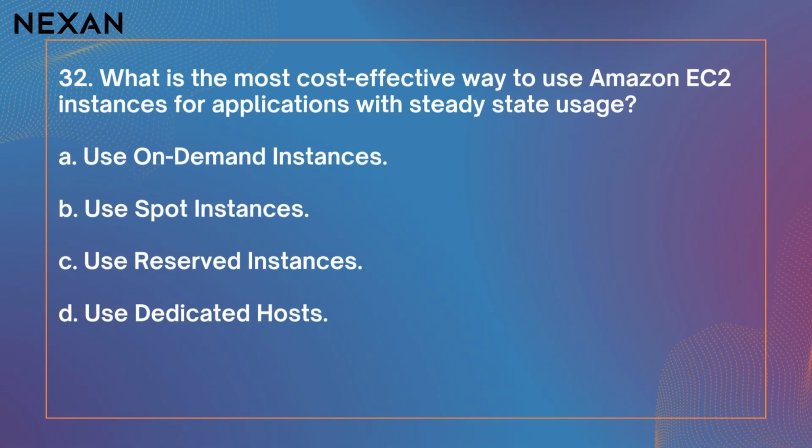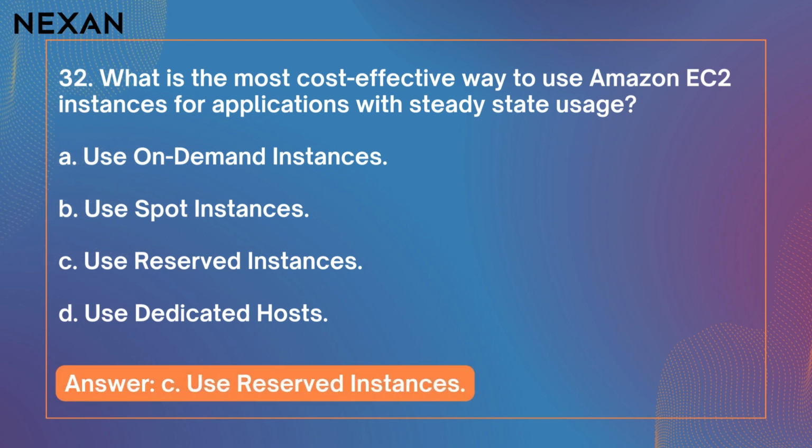32. What is the most cost-effective way to use Amazon EC2 instances for applications with steady-state usage? A. Use on-demand instances. B. Use spot instances. C. Use reserved instances. D. Use dedicated hosts. Answer: C. Use reserved instances.